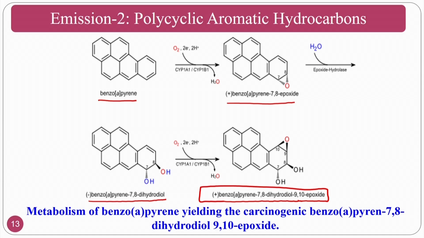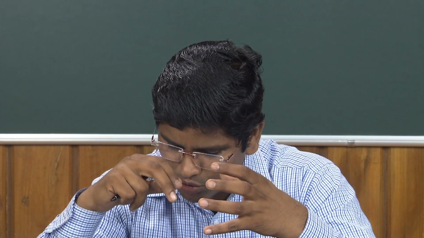What it is doing is metabolism inside the body, by reacting with water and with oxygen. It binds to the DNA and takes control of the cell growth into the hands of this benzopyrene, which is converted into benzopyrene 7,8 dihydrodiol 9,10 epoxide. Then enormous growth of cells takes place and causes cancer.